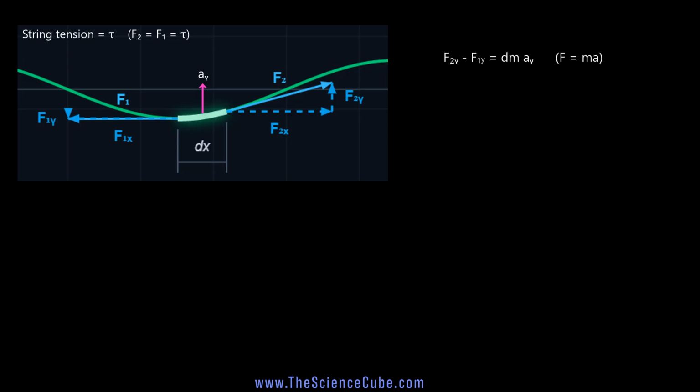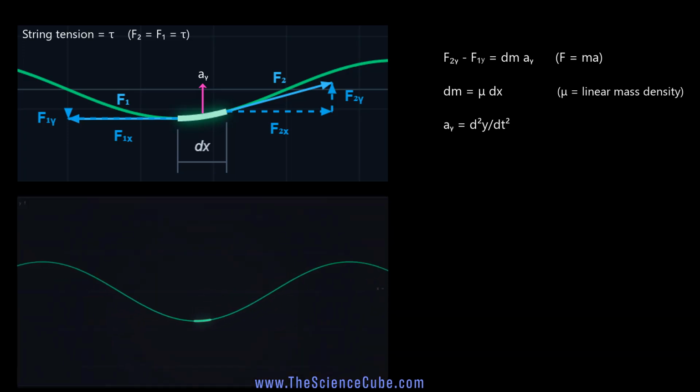So let us start with the mass of our tiny element, dm, that can be written in terms of the string's linear mass density mu and the element's length dx. That is, dm equals mu times dx. Next is the vertical acceleration that can be written as ay is equal to d2y upon dt2. So this tells us how fast the vertical velocity of the string element is changing at any instant. Let us now analyze the forces.